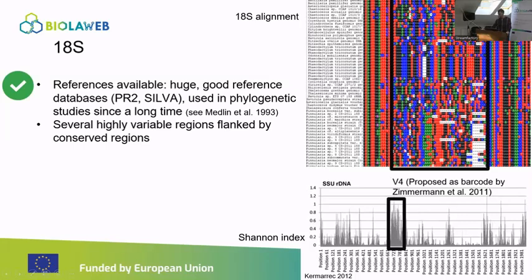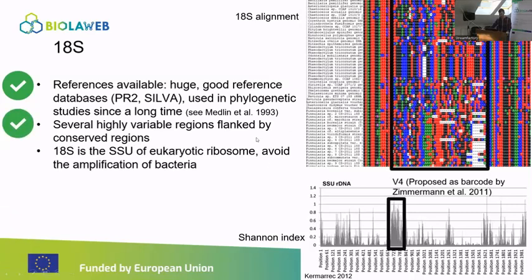So it's very variable. It means that from one species to another, you have a different sequence, so we are able to determine our species. So good point. Yes, 18S is the small subunit of the eukaryotic ribosome, so it avoids the amplification of bacteria. We were talking about specificity, so it's also a good point. It avoids one part of the tree of life, not all, but one part.